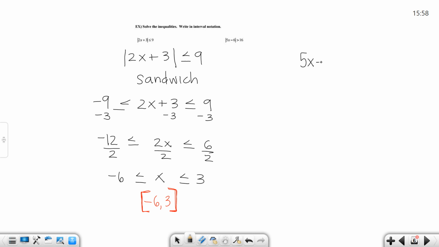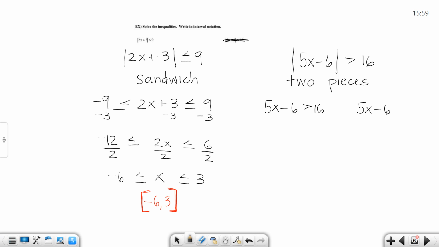Okay, your other one's a little more complicated. First of all, I recognize it has absolute value bars. The rule for this one says break into 2 pieces. So you're going to take 5x minus 6 and set it greater than 16. You're also going to take 5x minus 6 and over here you're going to flip it and change it. So when you make it a negative 16, you flip it and change it. Now that's the hardest part, is knowing the rules. So an absolute value greater than, you break into 2 pieces, and on the second side you flip it and change it.